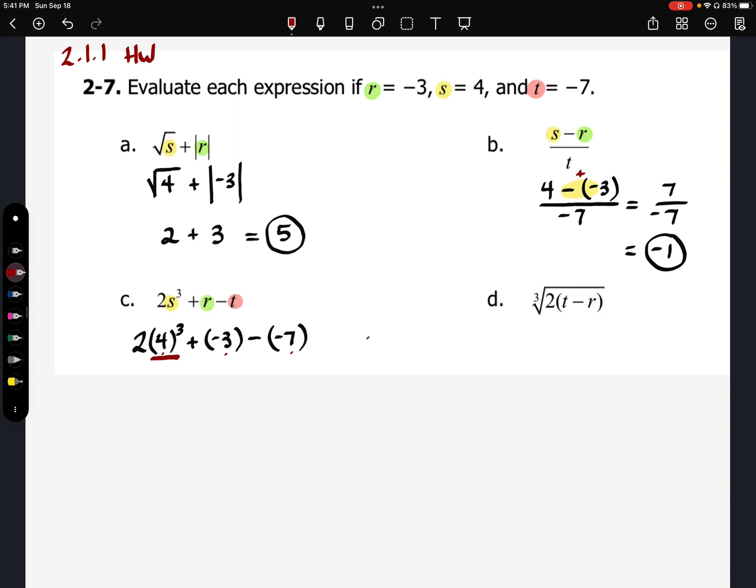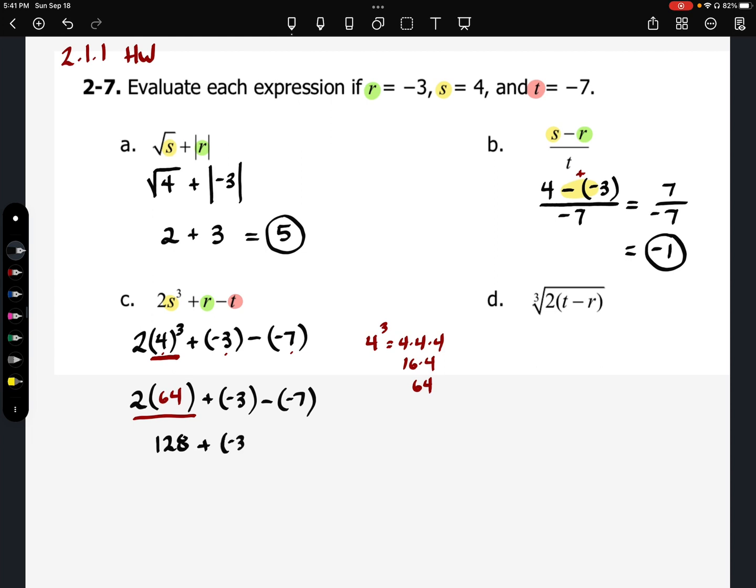4 to the third power, remember, is 4 times 4 times 4, which is going to give us 16 times 4, which is 64. So this is going to be 2 times 64, and then plus -3, and then minus -7. The next step is multiplication. 2 times 64 is 128. Then we still have plus -3 and then minus -7.